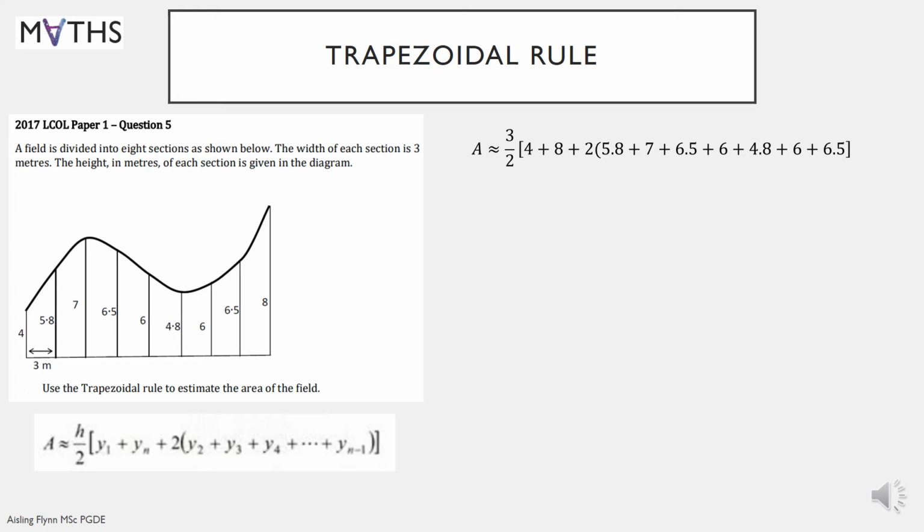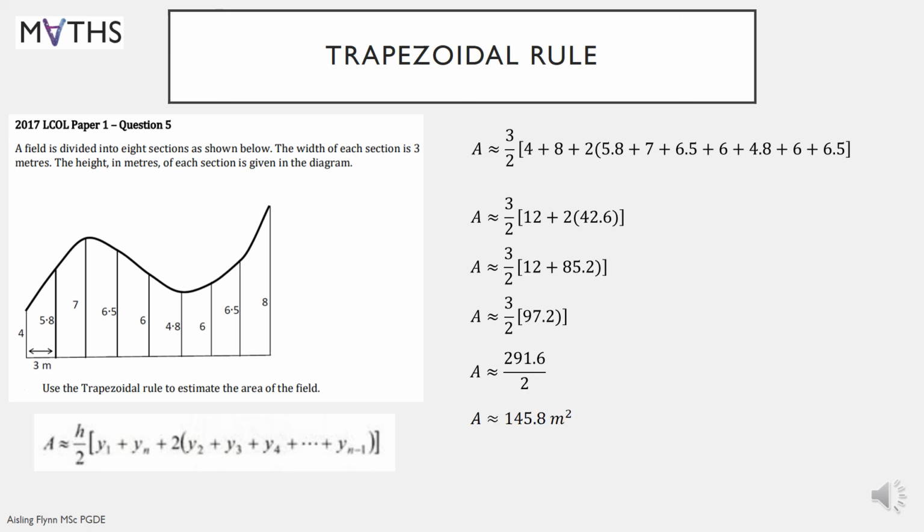Remember, BIMDAS always applies. So we're going to add all the numbers in the bracket first. We can add the 4 and the 8 because they don't interfere. Next, we're going to multiply 2 times the bracket. Then we're going to add what's inside the square brackets. Then we have to multiply that number by 3 and divide it by 2. And this is my finished answer, 145.8 meters squared.